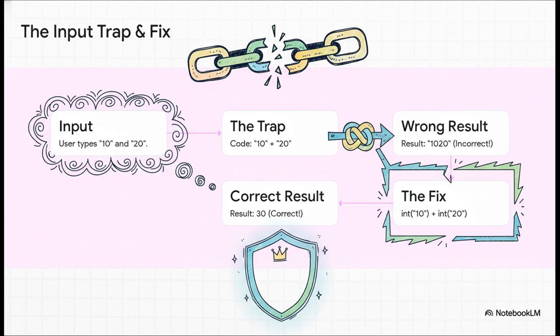See, the input function always thinks the user gave it text. So if you ask for 10 and 20 and just add them, Python smushes the text together and you get 1020. It's not doing math. You have to explicitly tell it, hey, treat these as numbers by wrapping them in int(). Getting this wrong is basically a rite of passage.